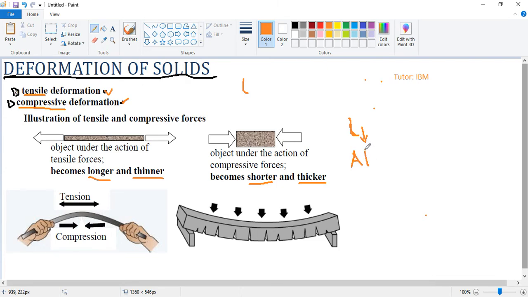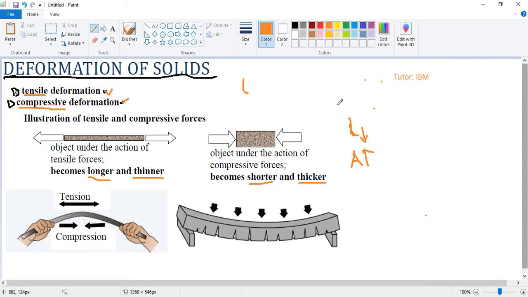That's why we say it becomes thicker. So you must have picked two important things here. One, when an object is subjected to compressive deformation, or when an object is subjected to two forces which tend to compress it, of course the object will become smaller, shorter and thicker, as long as it does not buckle. What do I mean? As long as it does not tend to fold in a zigzag fashion, if I'm to put it like that.